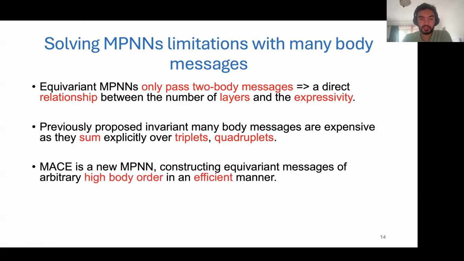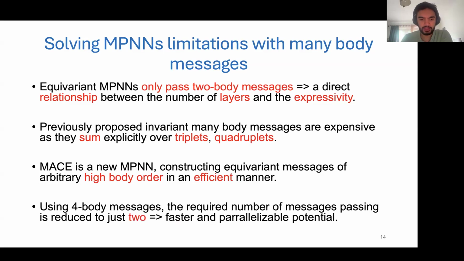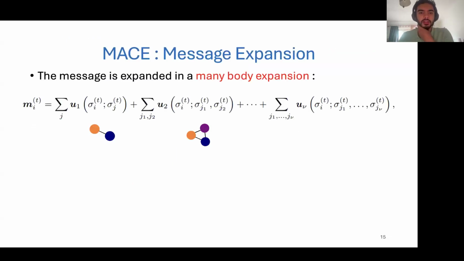So MACE is an MPNN architecture that basically does equivariant high body order features in an efficient manner. And we usually use four-body messages and just two layers, and basically reach state of the art like that. So just a bit more detail on how you do that.